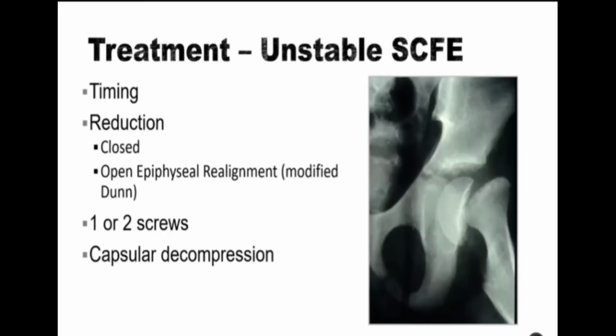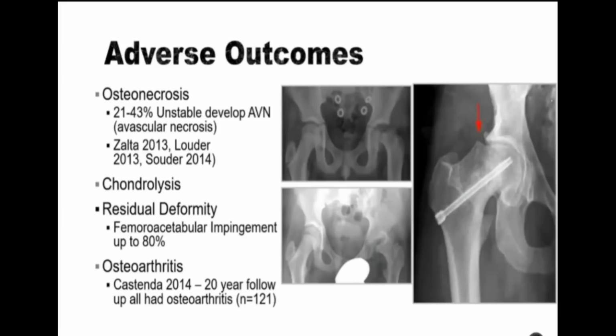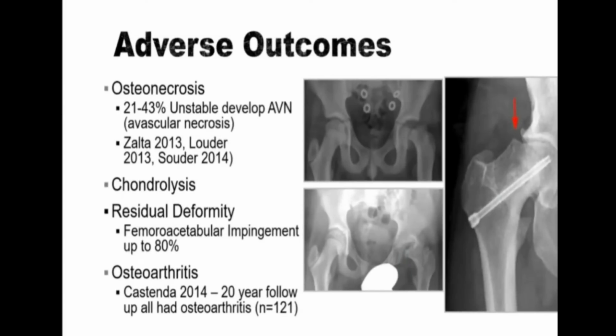An unstable SCFE, the one that acts like a fracture, can be a little bit different. I told you we did in situ fixation earlier for stable. When it's unstable, sometimes you may want to gently manipulate it. Sometimes you do a big open procedure and put 1 or 2 screws because it's unstable. It's actually mobile. And you want to do a decompressive capsulotomy because sometimes that can put a lot of extra pressure within the joint.